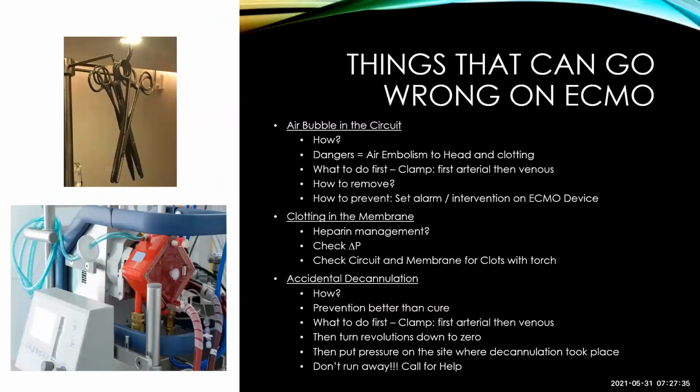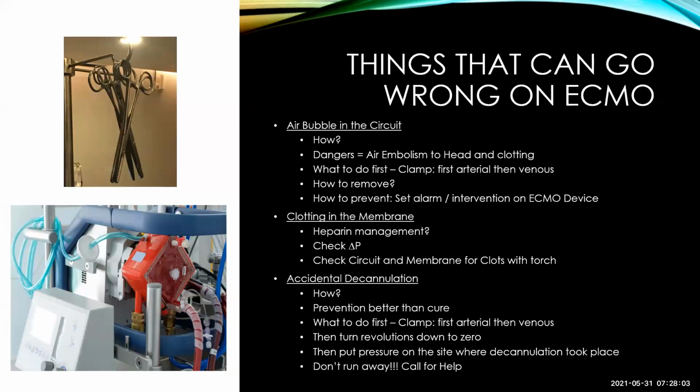Okay. Then things that can go wrong on ECMO. So first of all, there can be a bubble in the circuit. And how do you think air can get into the circuit? Do you think it could be pre-membrane, where we are pulling the blood out of the patient and sucking the blood out of the patient? Or do you think it's after the membrane where we are pushing the blood back into the patient?